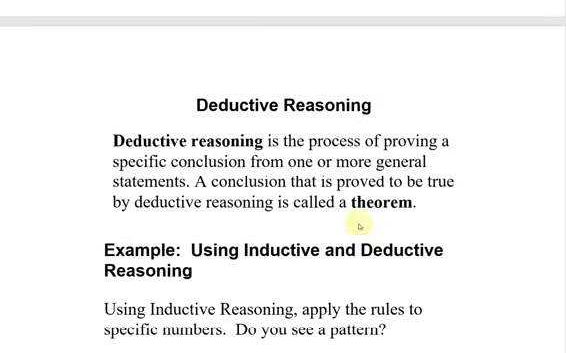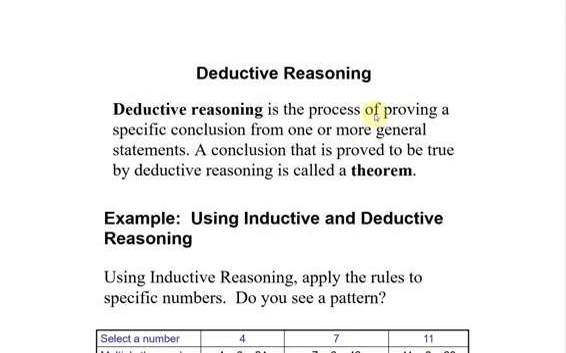The next objective is the deductive reasoning. Deductive reasoning is the process of proving a specific conclusion from one or more general statements. A conclusion that is proved to be true by deductive reasoning is called a theorem.